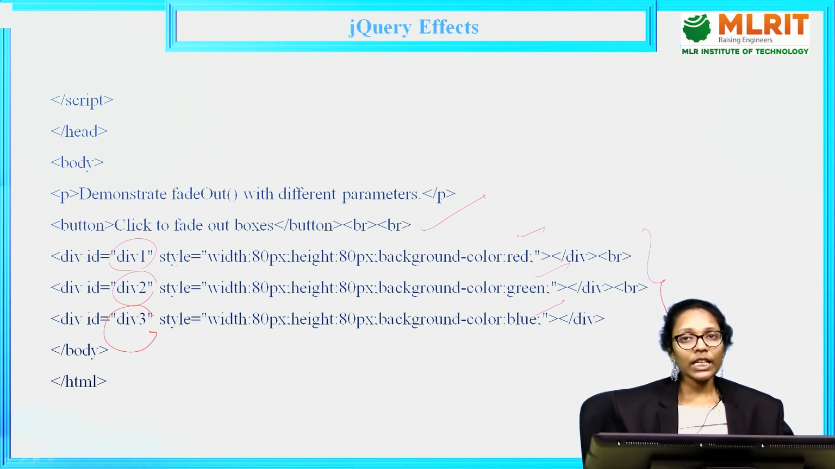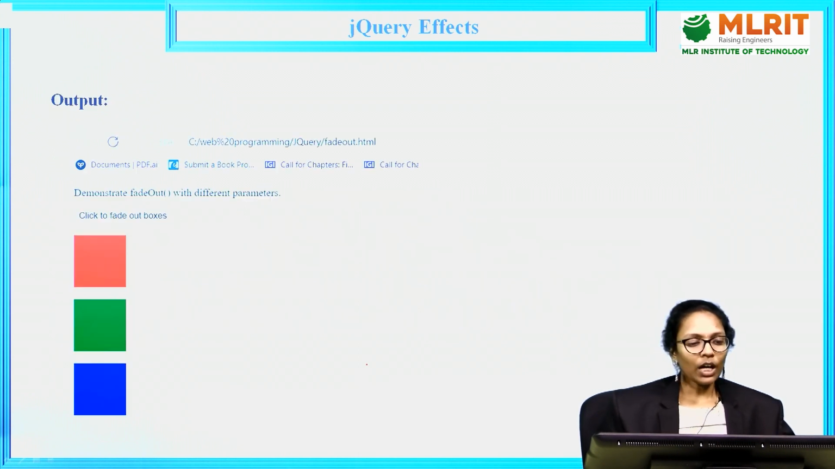And initially all will be displayed. Why? Because I am not giving any display here, right? So, previously display is equal to none. That means no division should be displayed initially. But here I am displaying all the 3 divisions. So, in the output I will get like this.